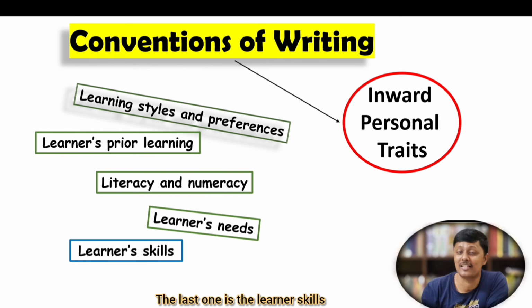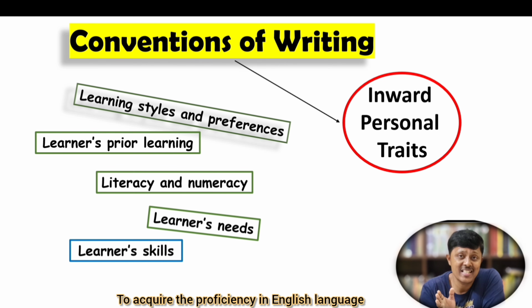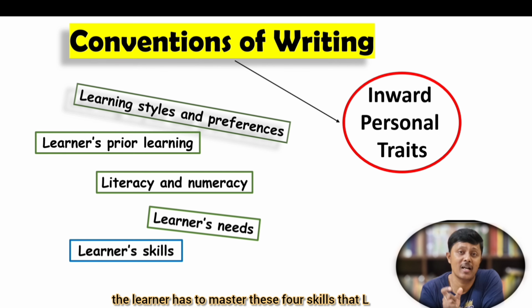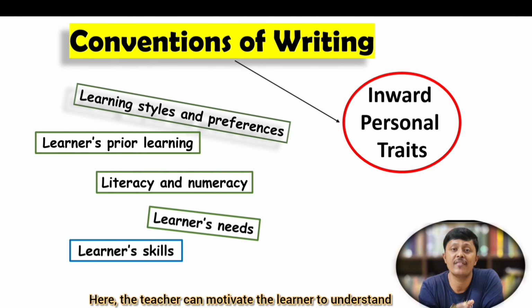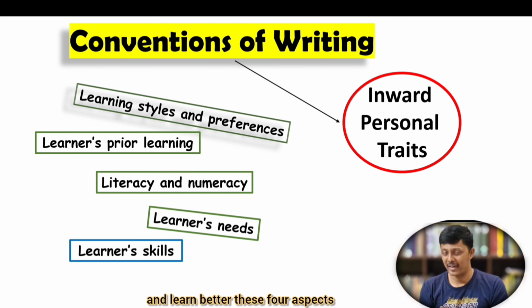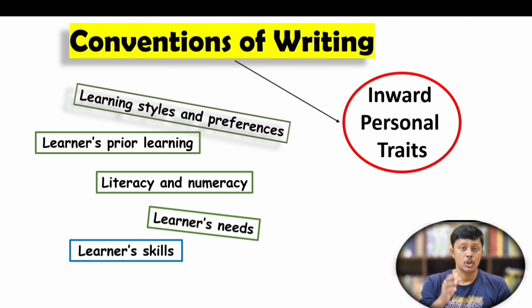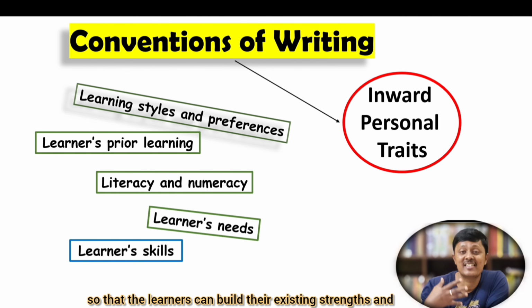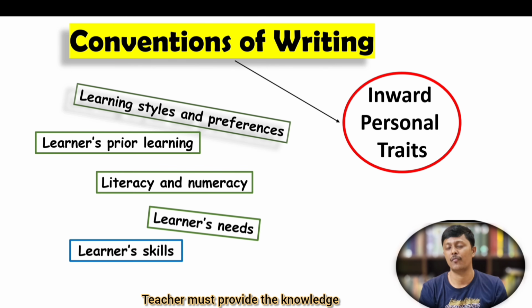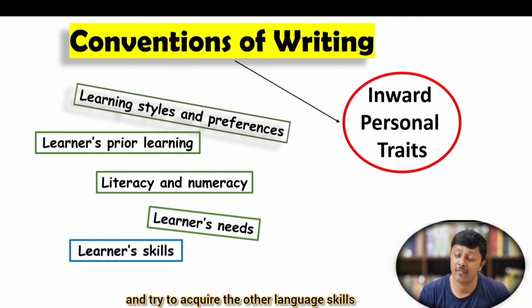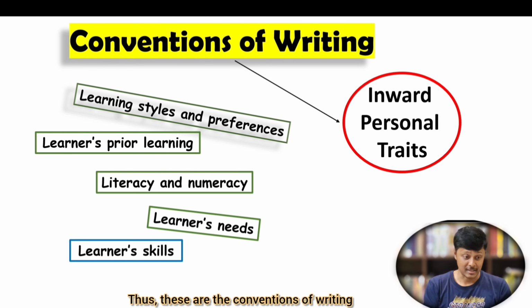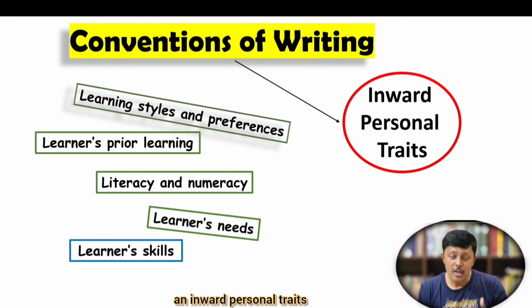The last one is learner skills. To acquire proficiency in the English language, the learner has to master these four skills, L, S, R, and W, that I have already mentioned earlier. Here, the teacher can motivate the learner to understand and learn these four aspects better so that the learners can build on their existing strengths, and the teacher must provide the knowledge and background so that the learners may extend their strengths to learn further and try to acquire the other language skills. Thus, these are the conventions of writing and inward personal traits.